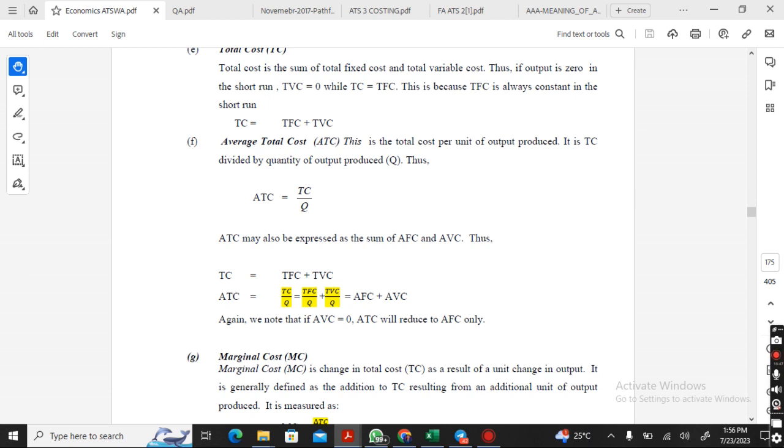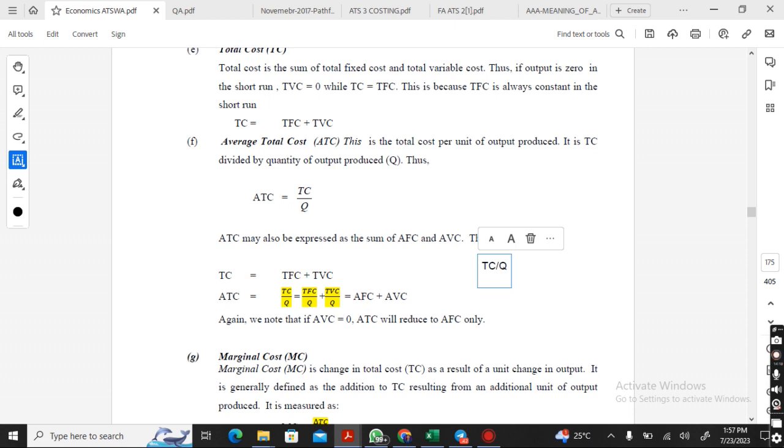Now, since our AVC... ATC is what? Average total cost is total cost divided by quantity. And our total cost divided by quantity is what? Let me write something there. Total cost divided by quantity gives us average total cost.